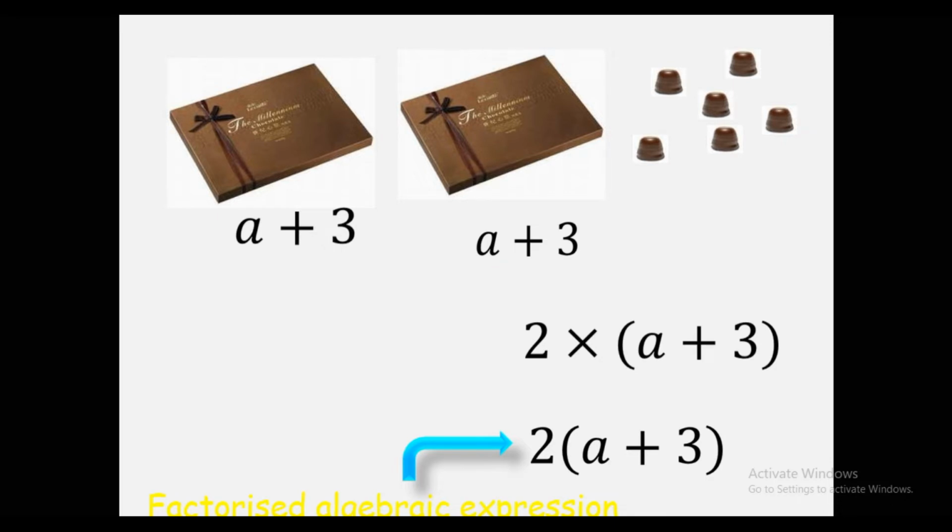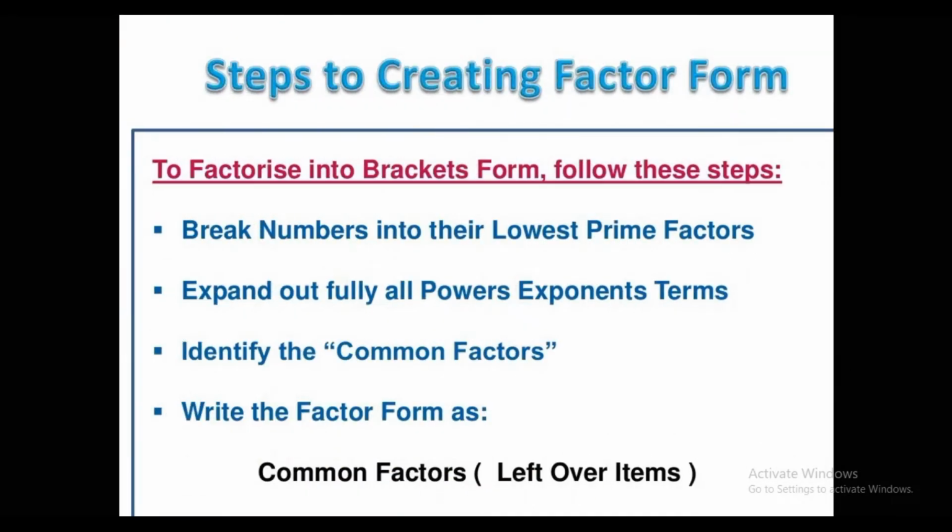That means one cow plus one cow, which is 2 cows. 1 a plus 3 and 1 a plus 3. Think about this: it is 2 times (a plus 3). Okay, so this is the factorization, but we will now go into some deeper learning steps to create factor form.